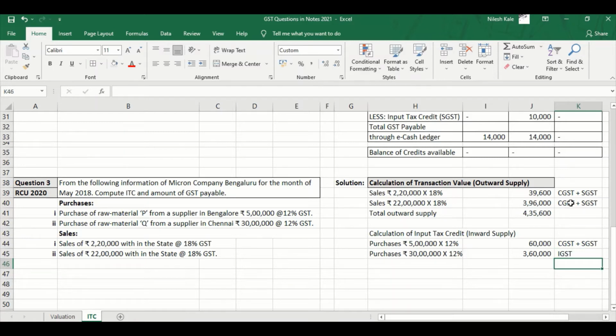Please understand these things, these values I am writing for your reference. You need not write this in the examination. I repeat, all these values I am writing for your reference, and you need not write this in the examination. In the examination you are writing only these many things, right?